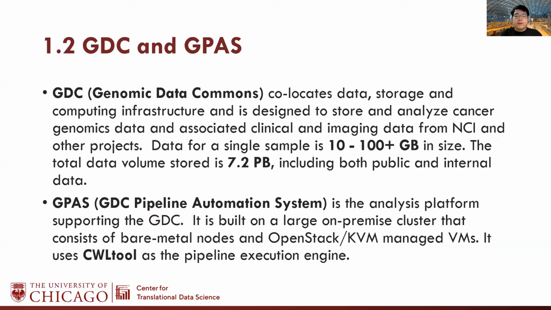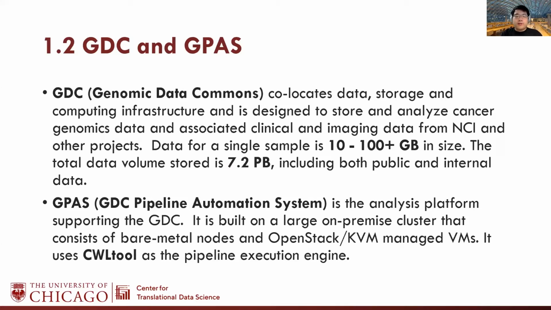GDC, which is short for Genomic Data Commons, co-locates data, storage, and computing infrastructure, and is designed to store and analyze cancer genomic data and associated clinical and image data from NCI and other projects. Data for a single sample is 10 to over 100 gigabytes in size, and the total data volume stored is 7.2 petabytes, including both public and internal data.